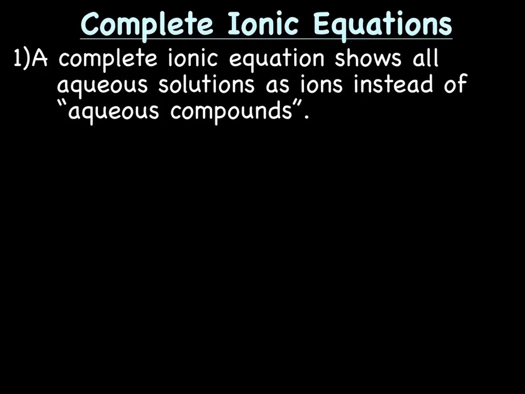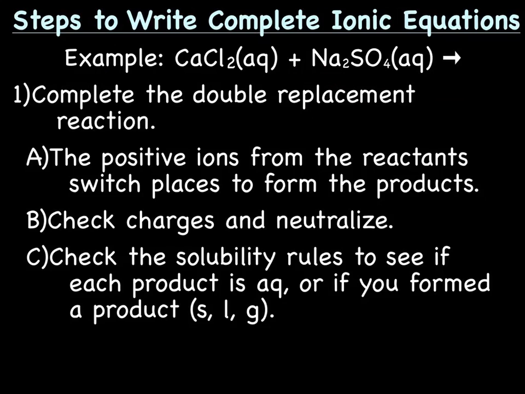Complete ionic equations are the first step to completing a net ionic equation. A complete ionic equation shows all aqueous solutions as ions instead of aqueous compounds. All right, so let's learn how to write complete ionic equations. The example we'll be using is calcium chloride aqueous solution plus an aqueous solution of sodium sulfate produces, well, we'll figure that out.